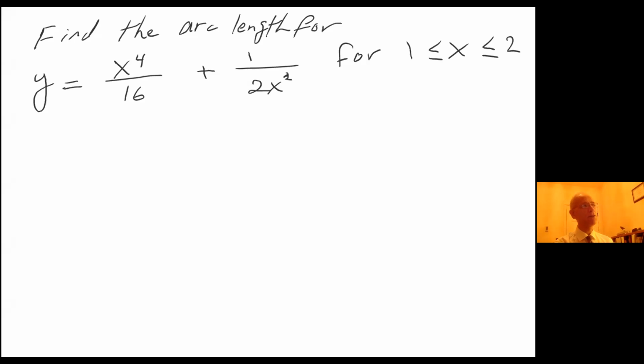Find the arc length for the function y equals x to the fourth over 16 plus 1 over 2x squared, for x between 1 and 2. And this right here is x squared. So first of all, let's start with our formula.